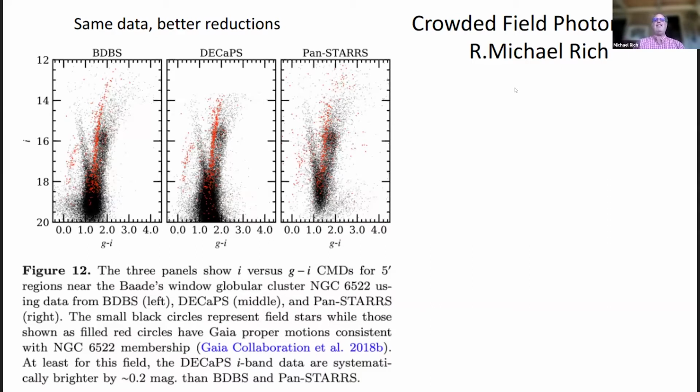This is our Blanco-Decam Bulge survey analysis, and this is DECaPS and Pan-STARRS. And you can see the improvement in the color magnitude diagram, depth, narrowness of the red giant branch, recovery of bright stars. These are things that you can definitely gain by having this advantage of treating crowded fields better.